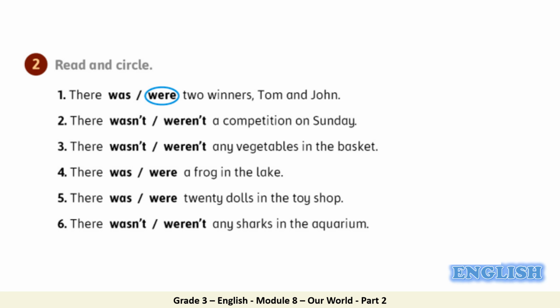In this activity, we have to read the sentences and circle the correct verb. Number 1 is solved for you. There were 2 winners, Tom and John. Number 2, there wasn't or weren't a competition on Sunday.